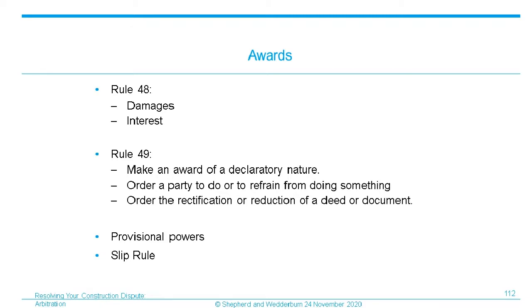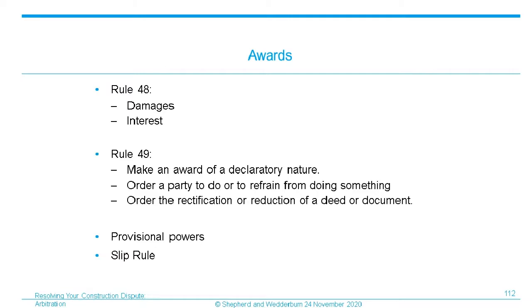Rule 49 gives the tribunal the power to make an award of a declaratory nature, to find that a legal right either does or does not exist, as the case may be. This rule also confers the power to order a party to do or to refrain from doing something. Finally, acting under this rule, the tribunal may order the rectification of a deed or a document.